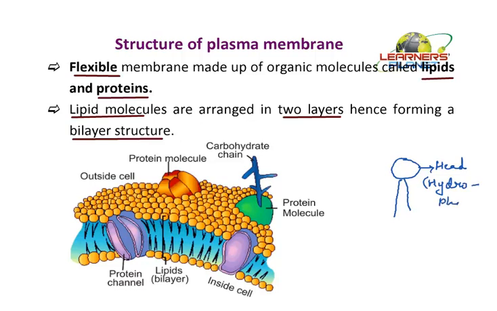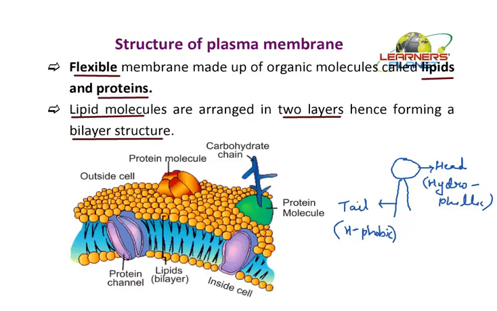After this, the head is hydrophilic. Do you know what is meant by hydrophilic? Hydrophilic means water loving. That means they attract water molecules. Besides, this is a tail structure. There are two tails here, and this tail is hydrophobic. Now what do we mean by hydrophobic? It means water repelling. Now imagine, if something is water repelling, what will happen? It tends to move away from the water molecules. If it is hydrophilic or water loving, it has more affinity for the water molecules.